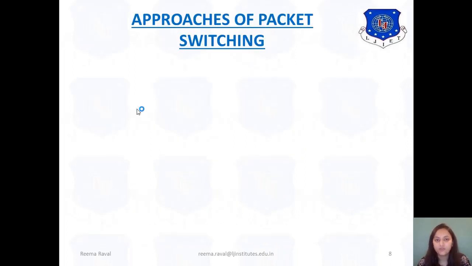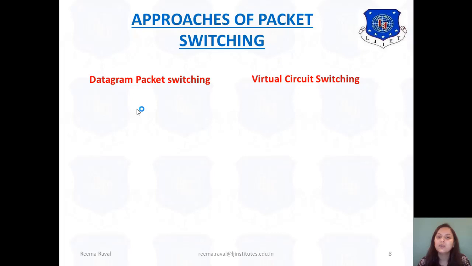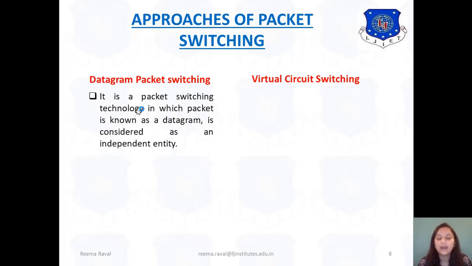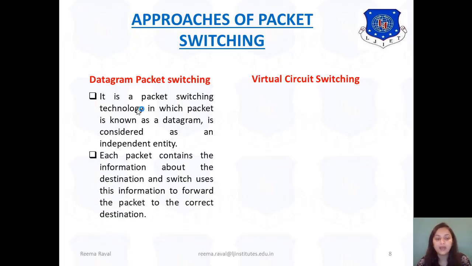There are two approaches of packet switching. The first one is datagram packet switching and the second one is virtual circuit switching. Now let us consider these two in detail. Datagram is a packet switching technology in which the packet is known as a datagram and is considered an independent entity. Each packet contains the information about the destination, and the switch uses this information to forward the packet to the correct destination. So this is also called connectionless switching.